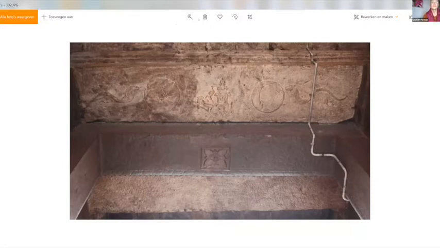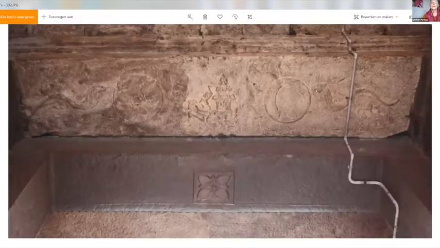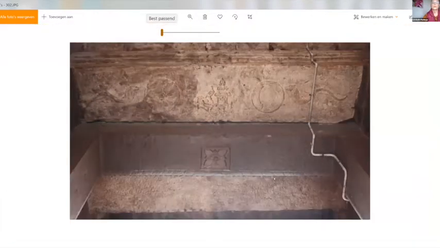But here we have a very clear image. This is in a gopuram, the ceiling of a gopuram. And here on the left, we have the snake with the moon. And on the right, we have the snake with the sun. And in the middle, we have a chariot. And this also is an aspect that is not yet clear to me.